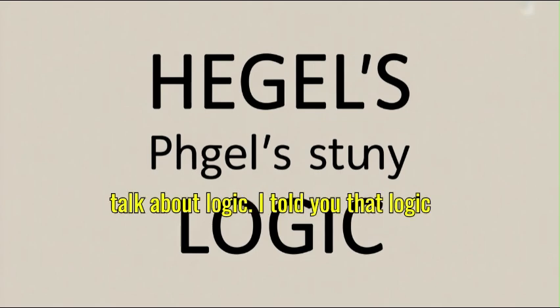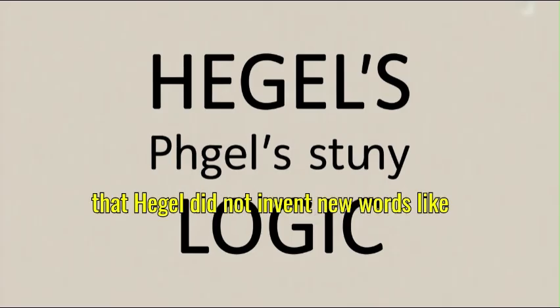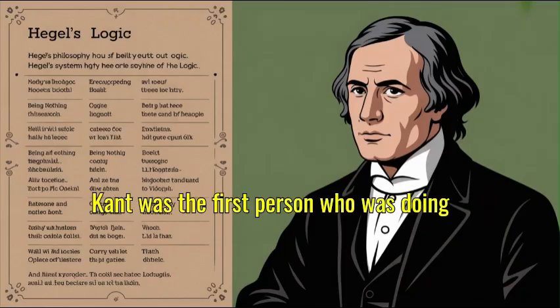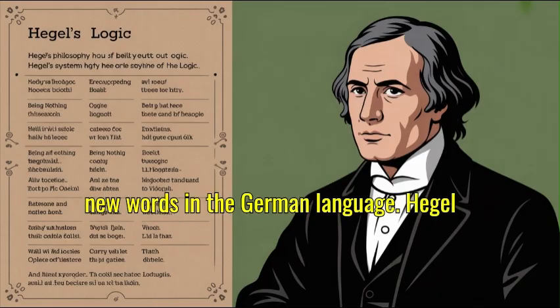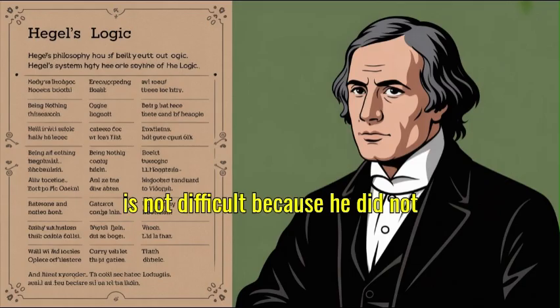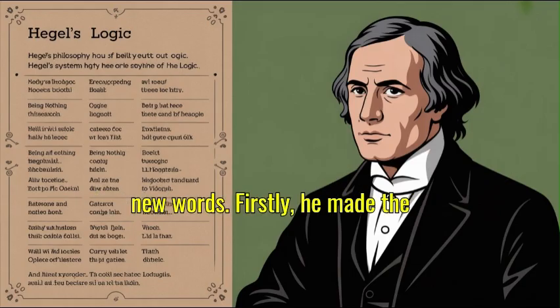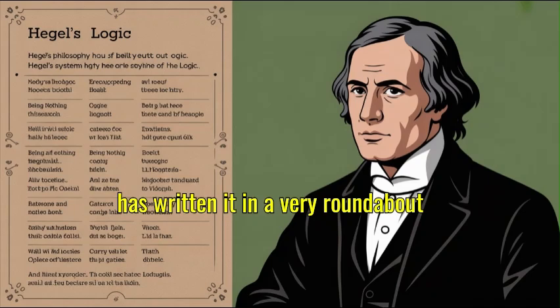So today we will talk about logic. I told you that logic is the most difficult text. It is strange that Hegel did not invent new words like Kant did. Kant was the first person doing philosophy in Germany, so he had to invent new words in the German language. Hegel is not difficult because of new words. He did not invent any new words. Firstly, he made the work very difficult. Secondly, he has written it in a very roundabout manner.